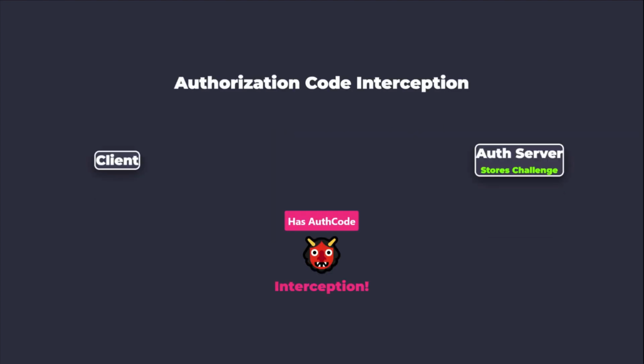This is the point where the code is most vulnerable to interception, perhaps through a compromised browser extension or a malicious application registered on the device. However, because we are using PKCE, the intercepted code is useless to the attacker. The authorization server has bound this specific authorization code to the code challenge received in the initial request. The attacker possesses the code, but not the original code verifier required for the next step.